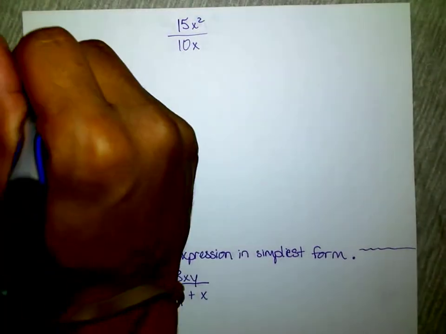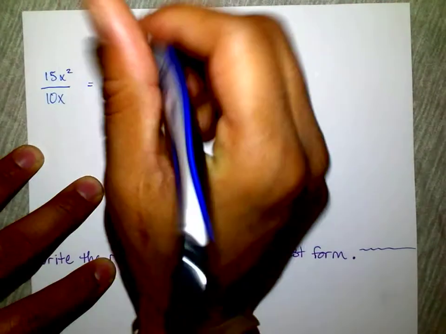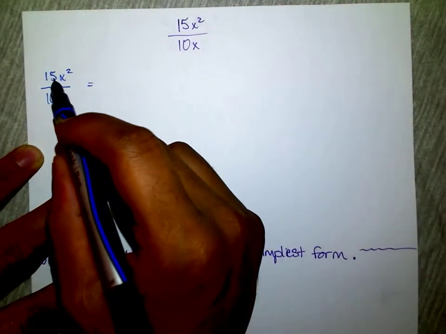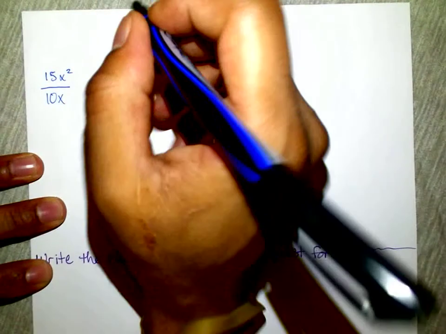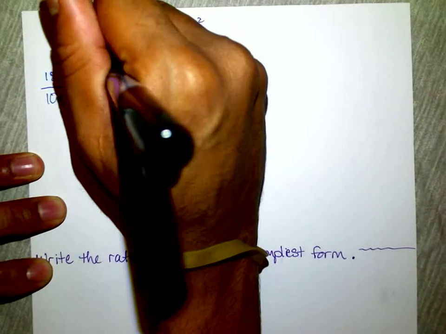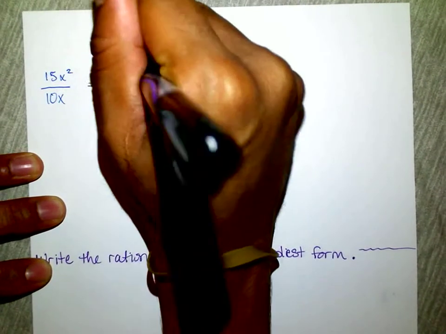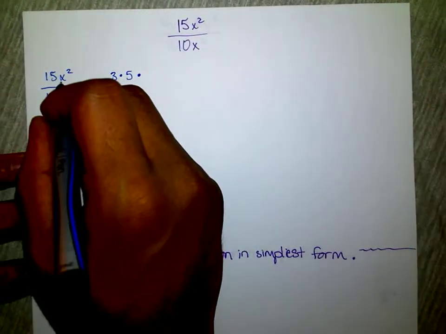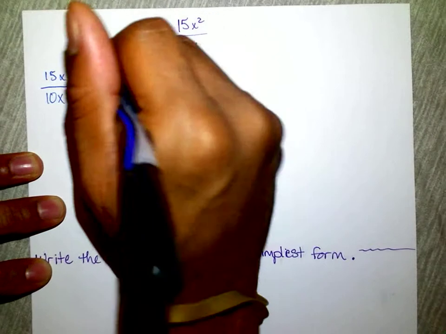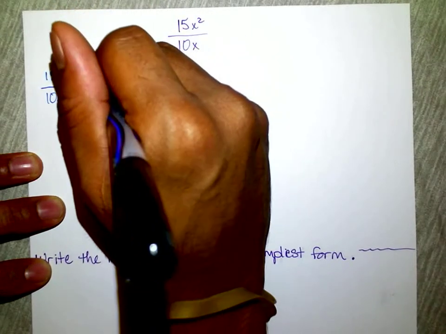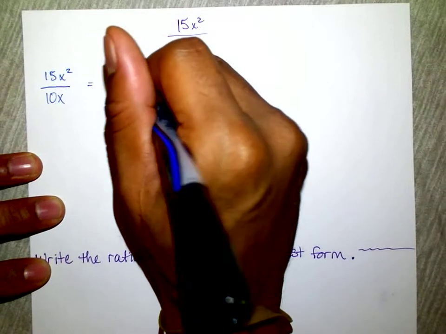15x squared divided by 10x. I'm going to go ahead and factor this 15 into two factors, common factors that I know, 3 and 5. So 3 times 5 times, and I can break this x squared down into x times x, over 2 times 5, because that makes 10, times x.